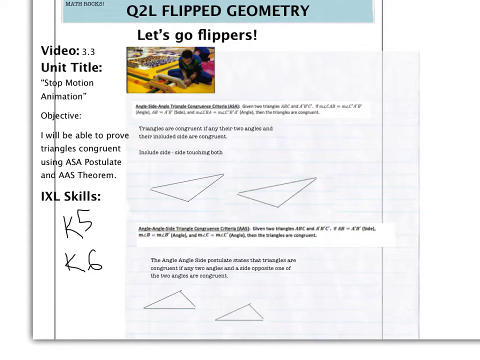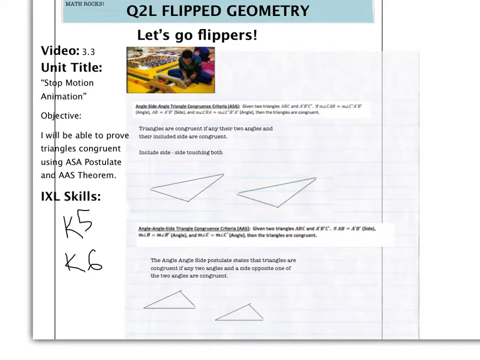Angle side angle congruence criteria states given two triangles ABC and A'B'C', our new triangle, if the measure of angle CAB is congruent to the measure of angle C'A'B', and line segment AB is congruent to A'B', and the measure of angle CBA is congruent to the measure of angle C'B'A', then the triangles are congruent.